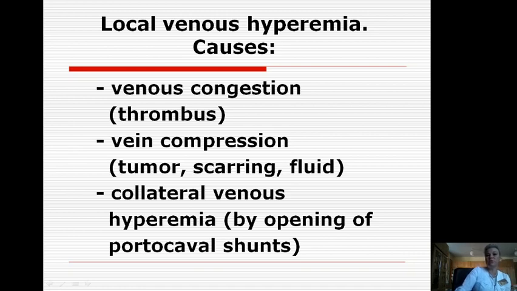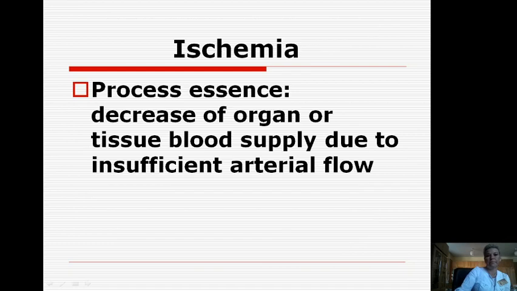As a result of venous congestion, as a result of thrombosis or embolism, as a result of vein compression with help of tumor, scar, fluid, and due to collateral venous hyperemia by opening of portocaval shunts in the lung, for example. Venous hyperemia is an irreversible and unfavorable process.